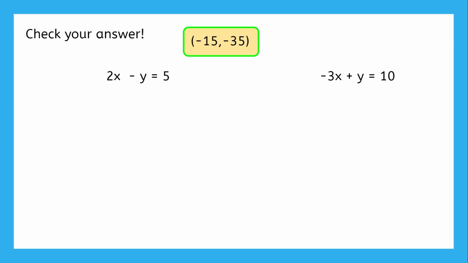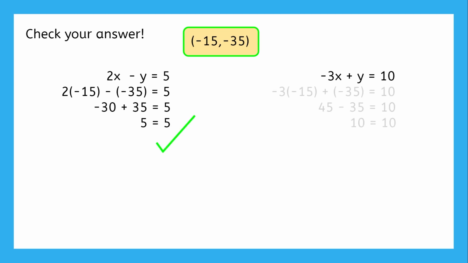If we plug in negative 15 for x and negative 35 for y in the first equation, and then simplify, we see that it works. We can check the second equation in the same way. And that also works. Since the point negative 15, negative 35 works for both equations, it's a solution to the system.